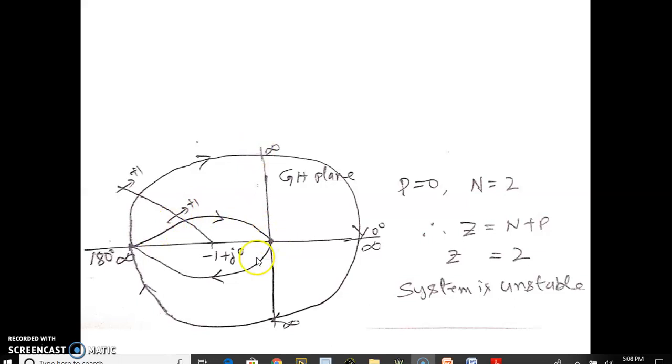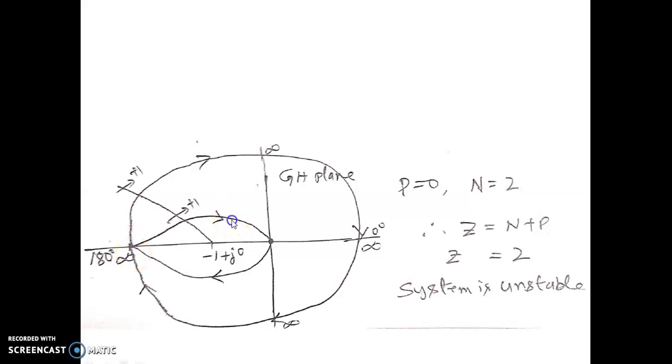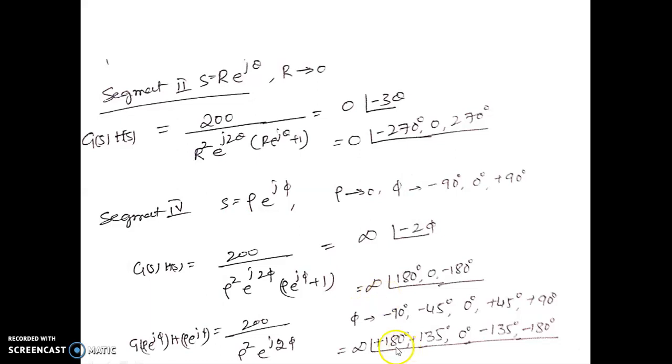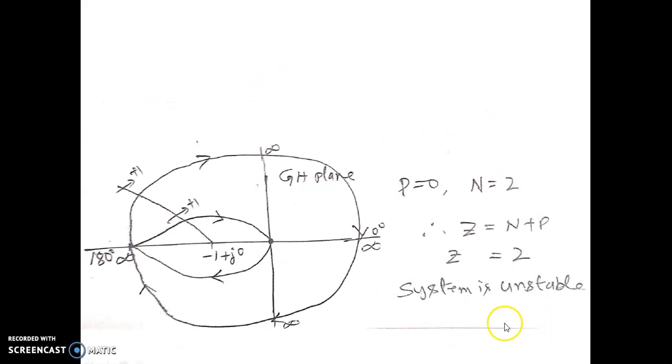The third segment is the mirror image of that. It comes to infinite at an angle minus 180 degree, minus or plus, because minus 180 is exactly equal to plus 180 degree. Afterwards, it moves with plus 180 degree, and then it goes to plus 135, then it goes to 0 degree, then it goes to minus 135, and then finally it goes to minus 180. That's what we had. You might have seen that in the previous slide. It went like that. It is plus 180, plus 135, 0, minus 135, minus 180. This is exactly that entire trace.